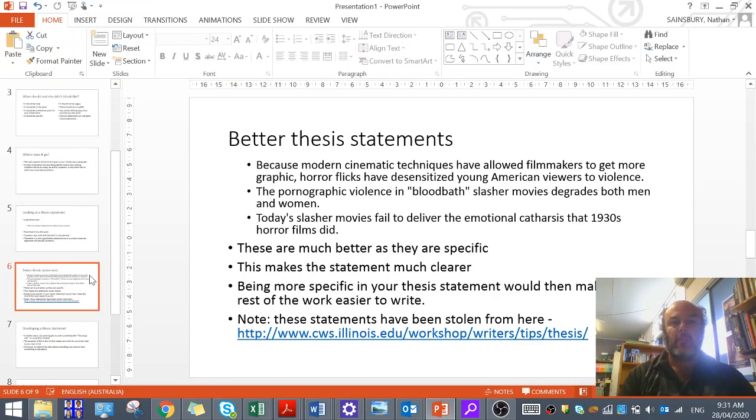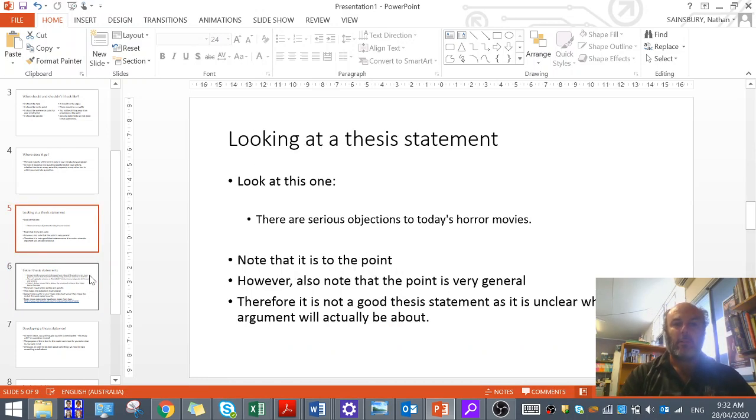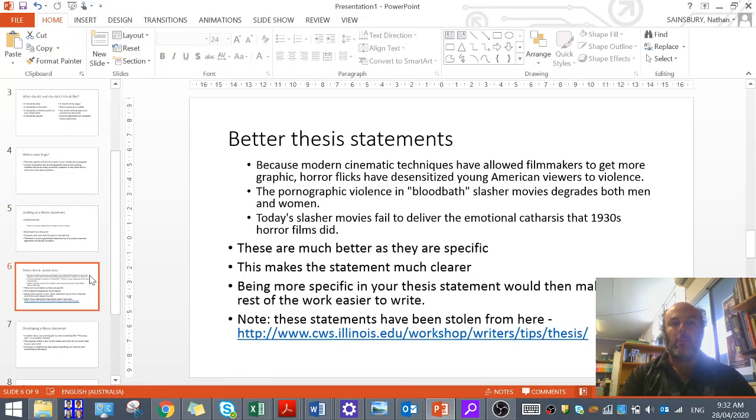So here we've got three. Because modern cinematic techniques have allowed filmmakers to get more graphic, horror flicks have desensitized young American viewers to violence. That is a clear statement. It's lost the vague nature of that one. Today's horror, why is that an issue? Because modern cinematic techniques have allowed filmmakers to get more graphic, horror flicks have desensitized young American viewers to violence. Now, it's irrelevant whether you agree with that or not. That is a clear statement.